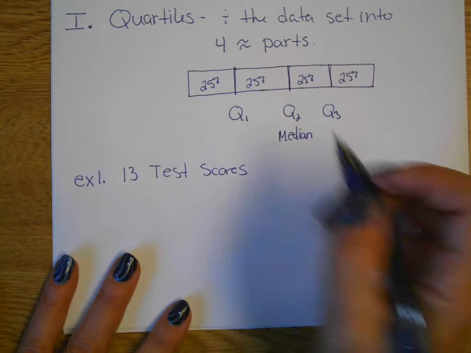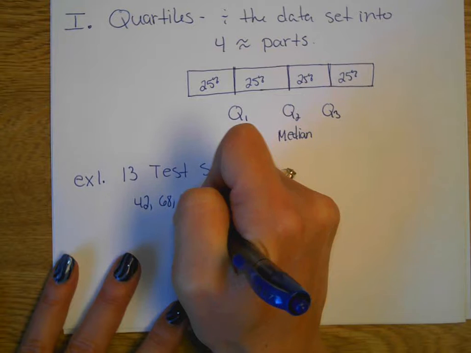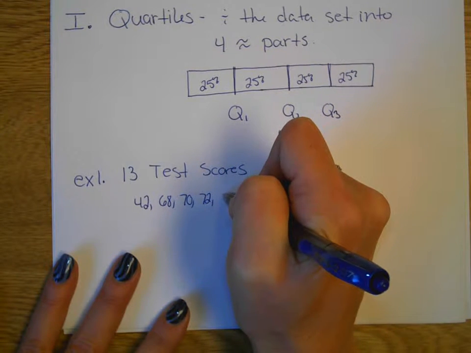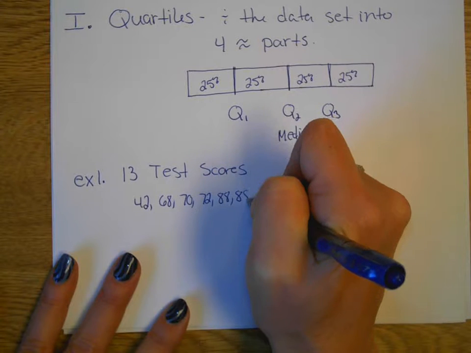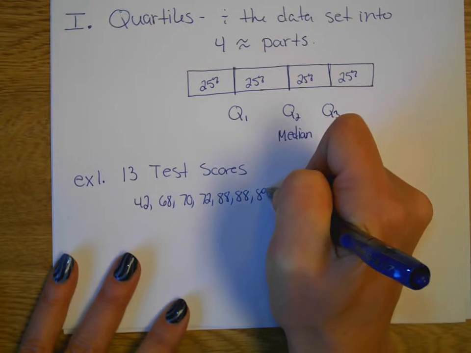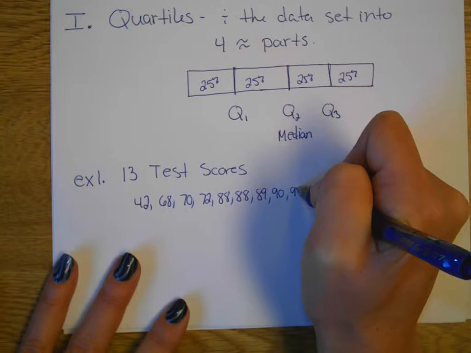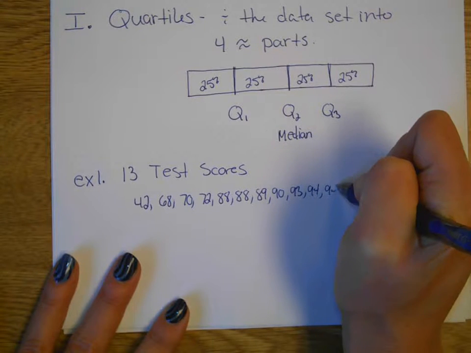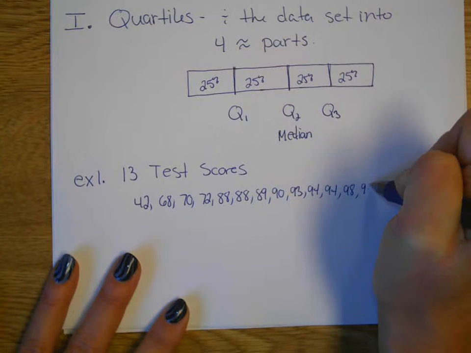Lowest score, 42, 68, 70, 72, 88, 88, 89, 90, 93, 94, 94, 98, and 99.